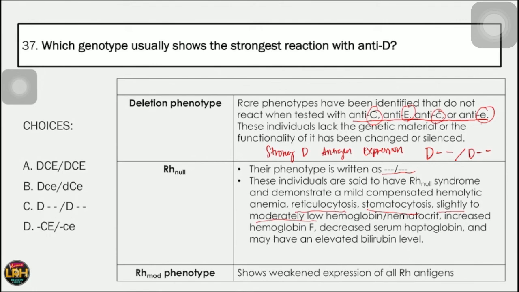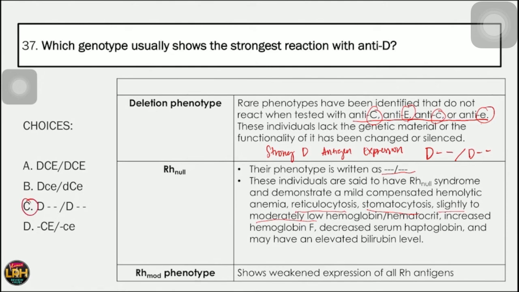For Rh mod phenotype, it shows the weakened expression of all Rh antigens. Just a weakened expression of all Rh antigens. Unlike itong deletion phenotype, may missing. And Rh null, wala sila lahat. So in this case, number 37, the correct answer is letter C.